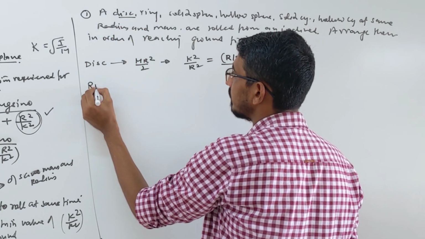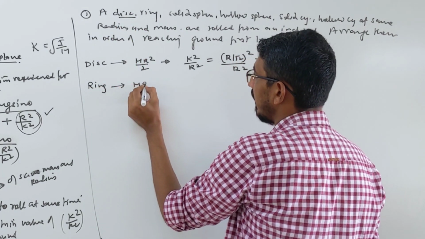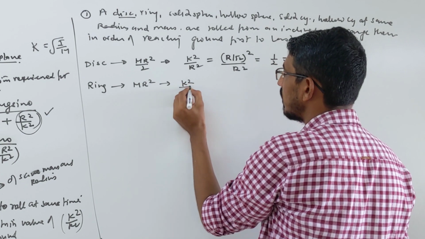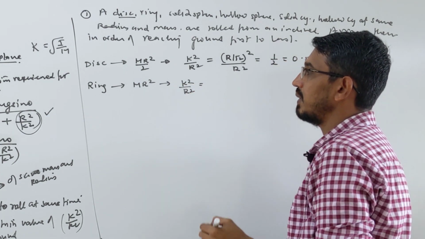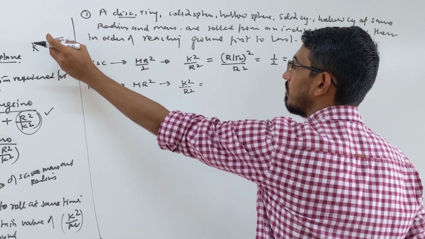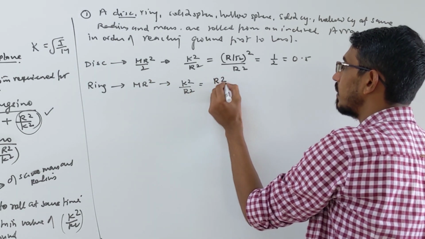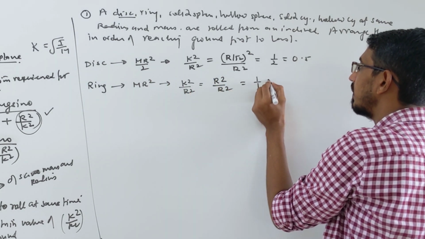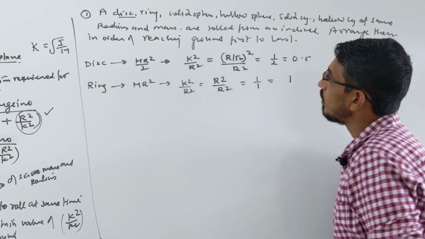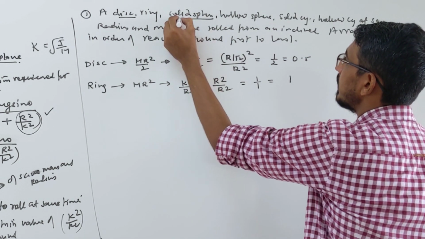That's called ring. What's the inertia of ring? mr square. So what is k square by r square for ring? So k will be simply r itself. You put that mr square by m, this becomes r. So it becomes r square by r square, means 1 by 1, means this becomes 1. Move on.